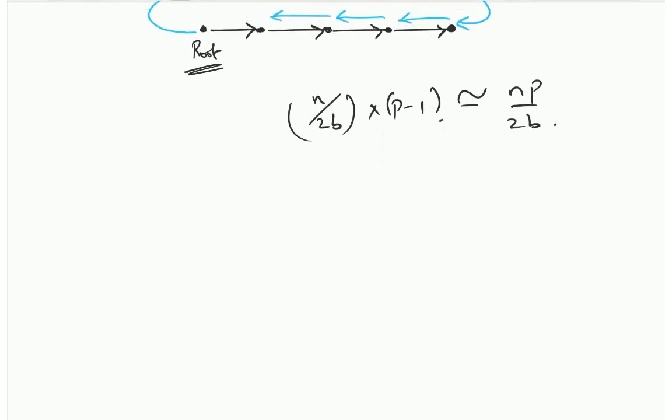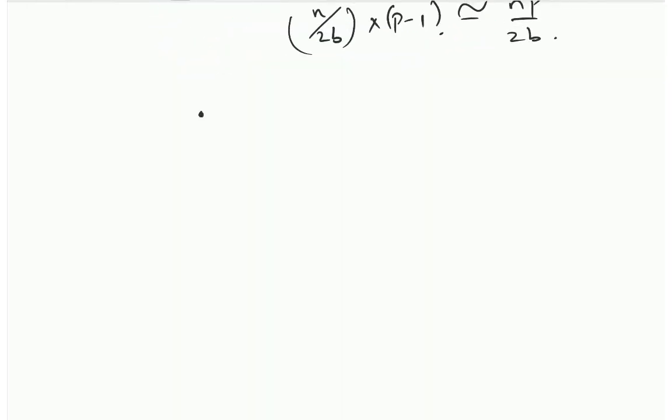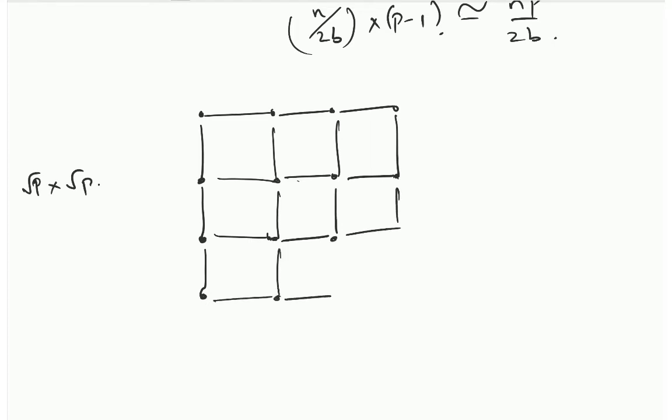Now let's look at the topology a little bit more. What else can happen with the topology? Suppose I have a 2D mesh. I can arrange my nodes as a 2D mesh. For simplicity, let me assume it's a root P by root P mesh. So this is a 2D grid or 2D mesh. So this is the topology.